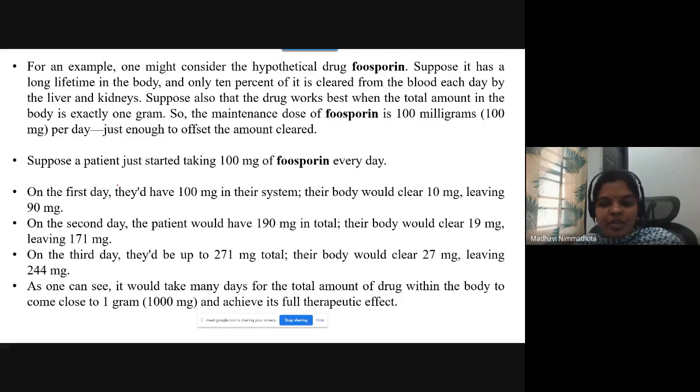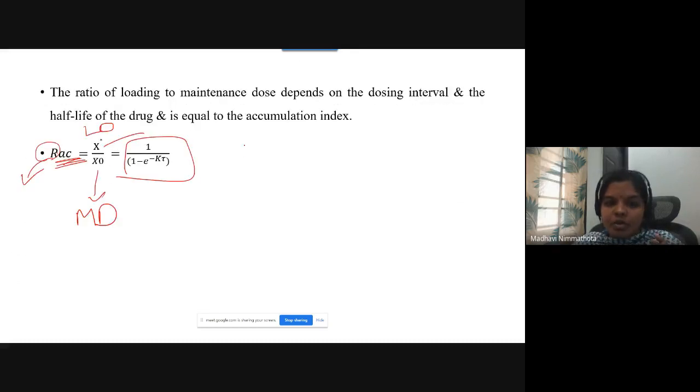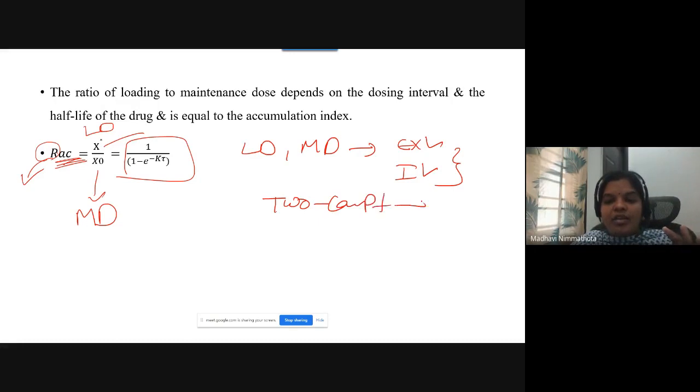Okay. So this is your loading dose, maintenance dose, and equations for extravascular administration and for IV injections, for the drug which follows the two compartmental open model, for this multiple dosage regimen. So this is your fifth unit. With this topic, I have completed the total fifth unit.